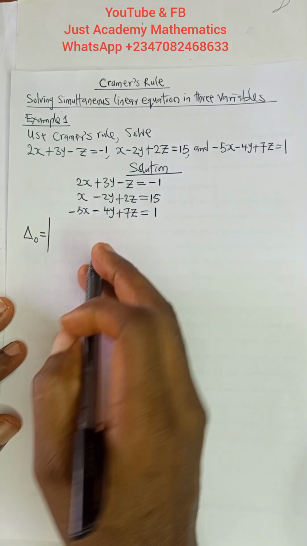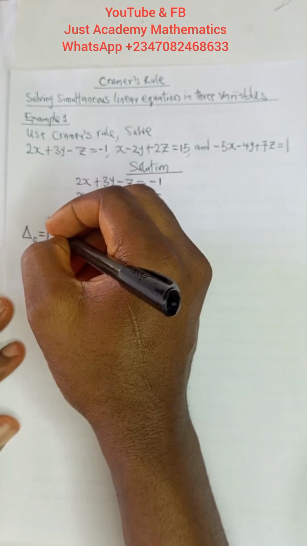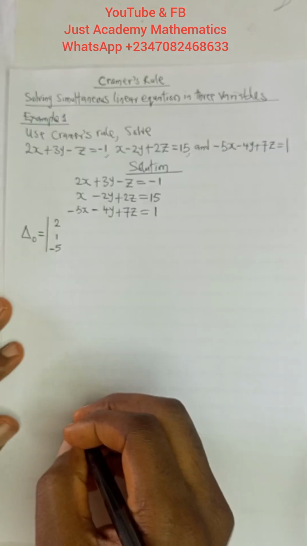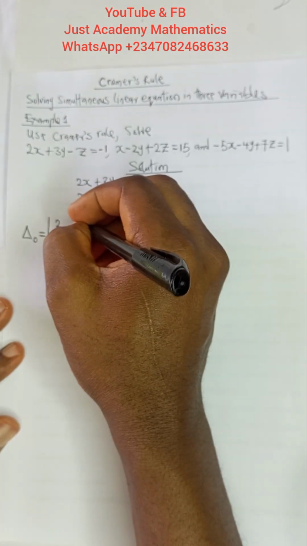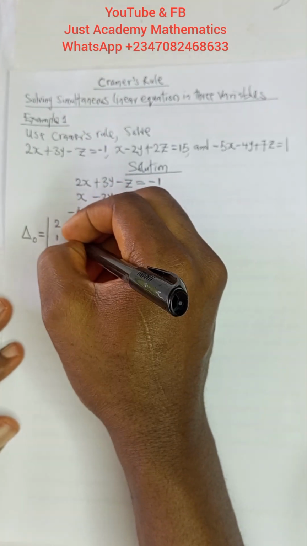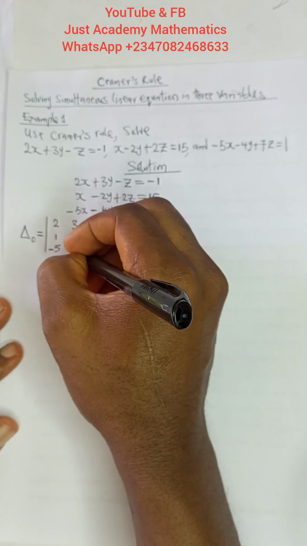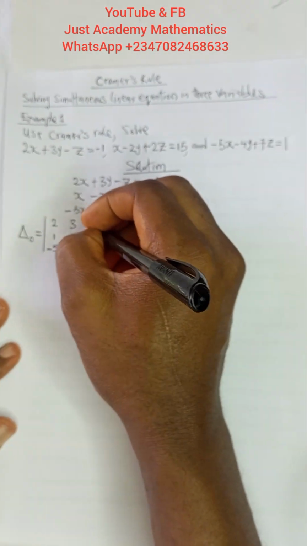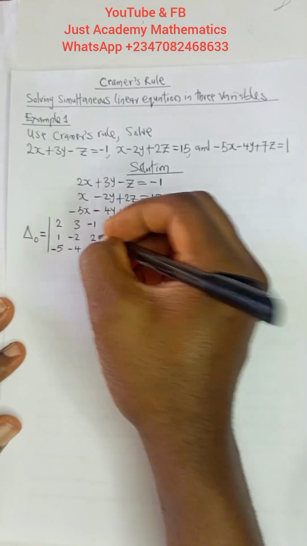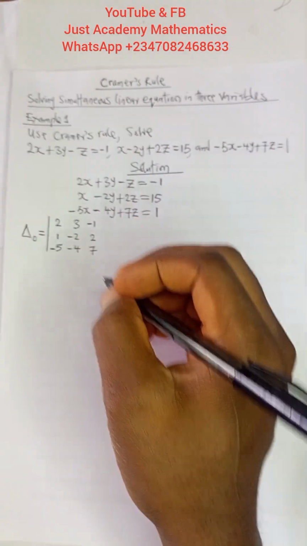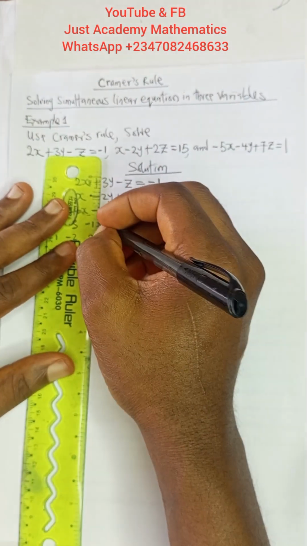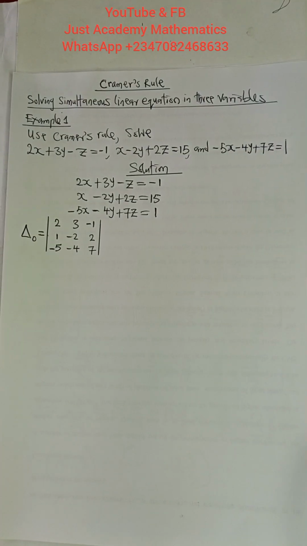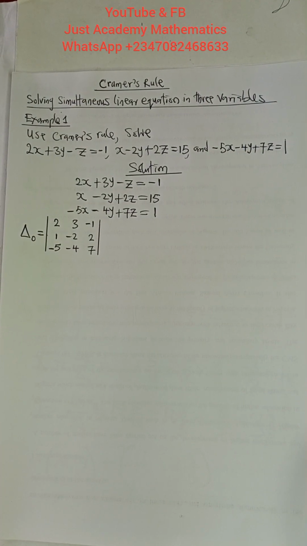The coefficient of x here is what? 2, 1, minus 5. What is the coefficient of y? 3, minus 2, minus 4. What is the coefficient of z? Minus 1, 2, and 7. So let's get the determinant. The determinant is the change in 0.